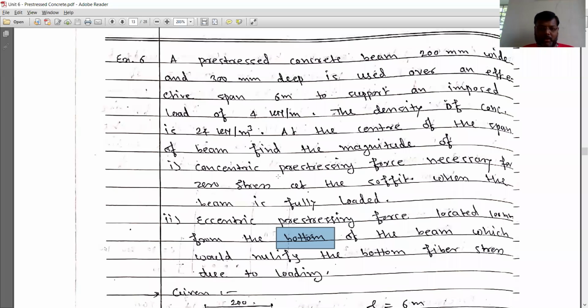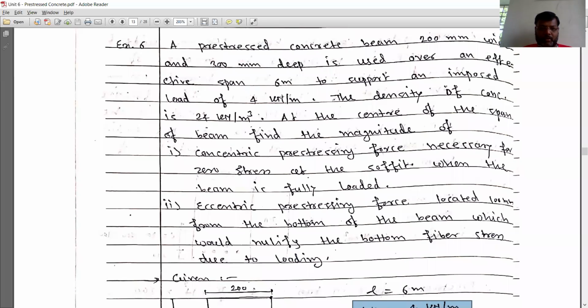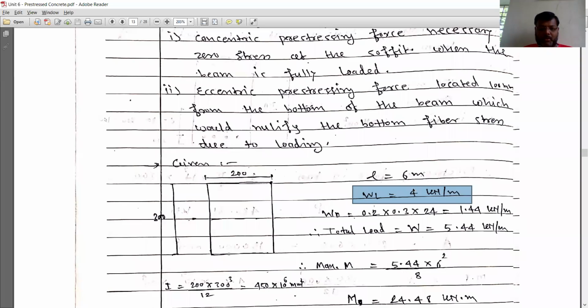So again, for this, the given values are that they have given the section size. The section size is having width of 200 and depth of 300. The span is given 6 meter, and the live load is given 4 kilonewton per meter. As in this problem, they have mentioned the imposed load of 4 kilonewton per meter, so live load is given. As the section sizes are given, unit weight of concrete is also given. So that's why we'll be able to calculate the dead load of the beam.